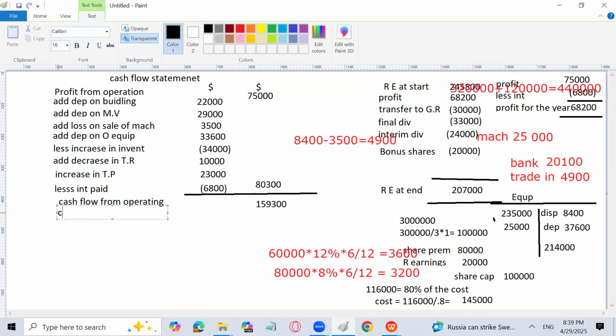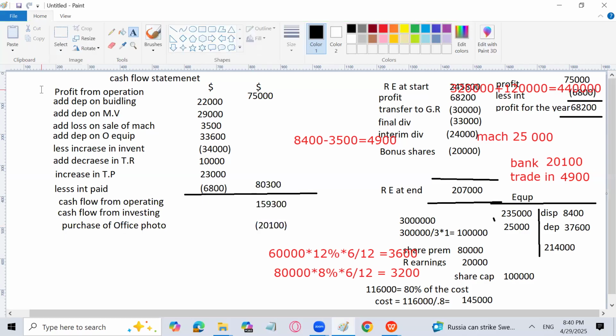Now I have to write the cash flow from investing activities. Here comes the purchase of office photocopier or equipment, you can write whatever you want, and you will write the amount paid only, beta. The amount paid is not 25,000. The cash paid is 20,100, and that's it. There is no other cash flow from investing activities.